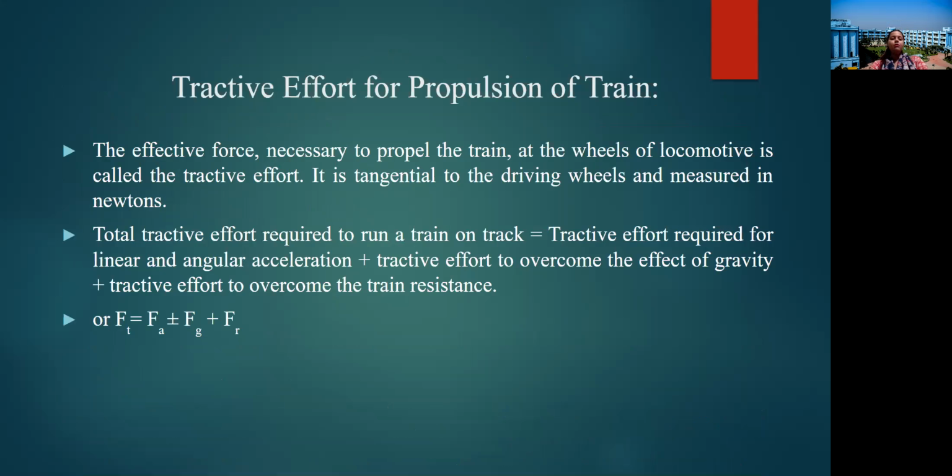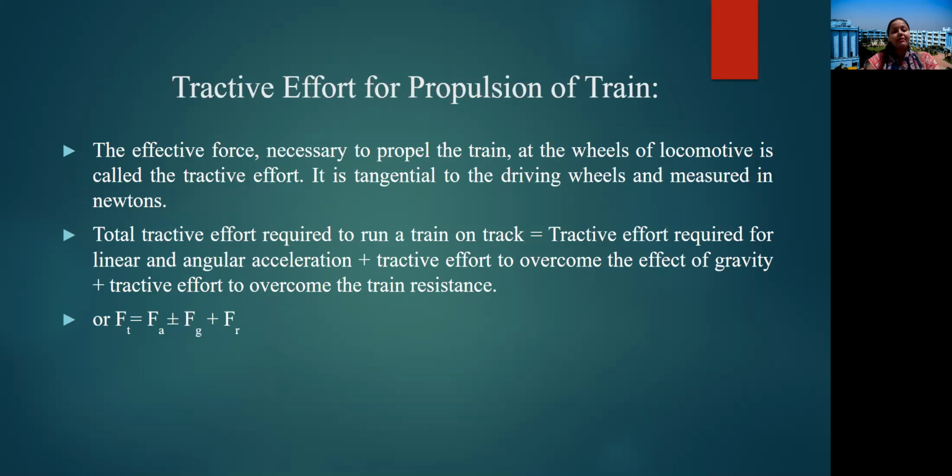Now, tractive effort for propulsion of train. Suppose in India only, there are different kinds of land type. Some part is hilly area, some part is ground, some part is just downwards. So in different types, a locomotive will feel or will exert different types of force. So depending upon that, the effective force necessary to propel the train at the wheels of locomotive is called the tractive effort. It's tangential to the driving wheels and measured in Newton. So this is effective force.